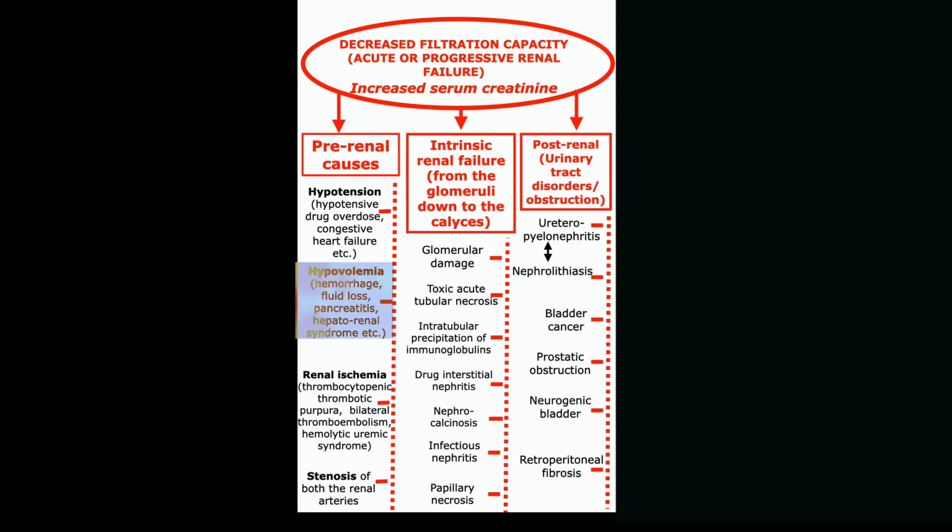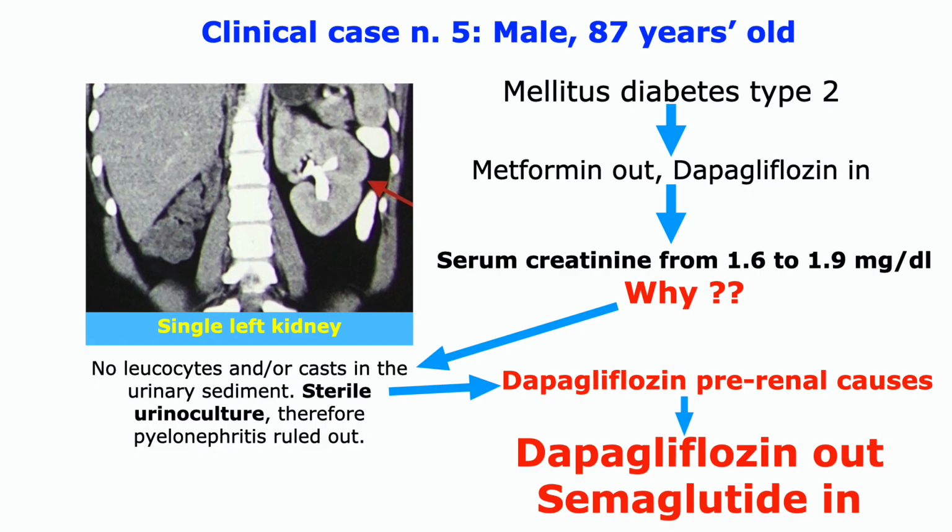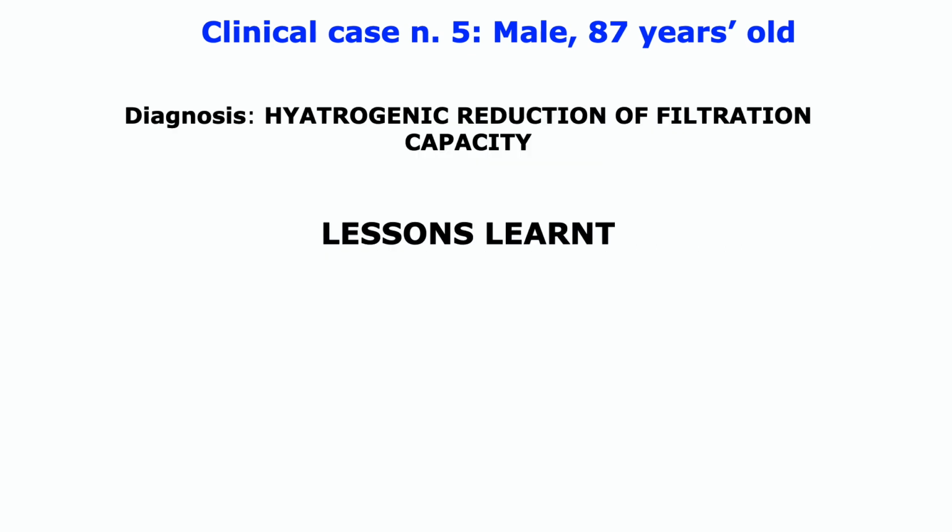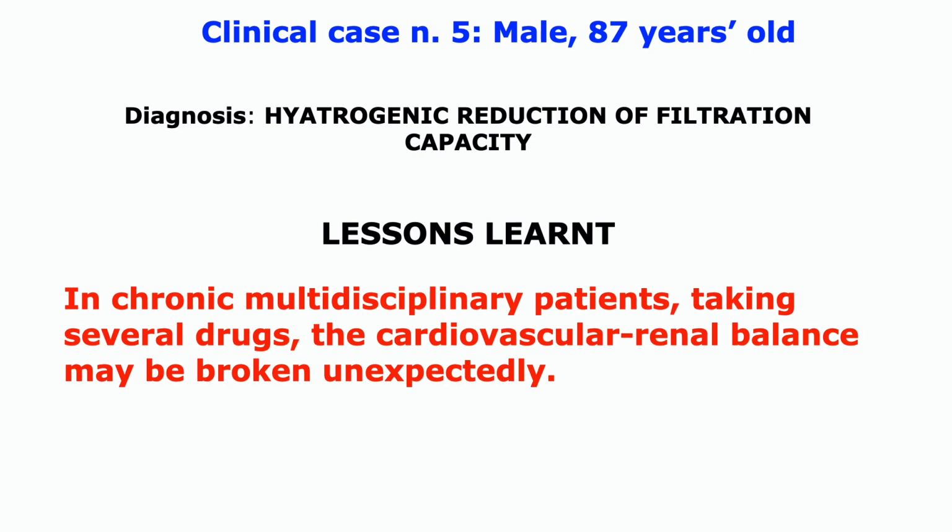Although the literature reports that such an increase is self-limiting, the decision was made to discontinue such a drug and switch to semaglutide. In chronic multidisciplinary patients taking several drugs, the cardiovascular renal balance may be broken unexpectedly.